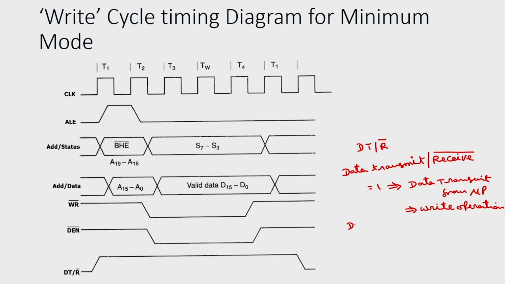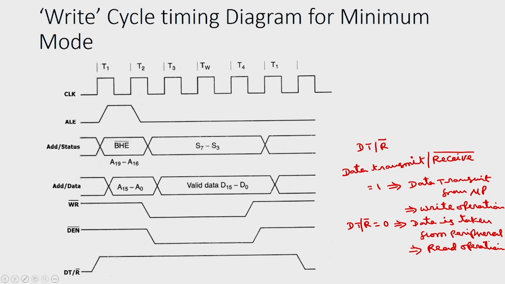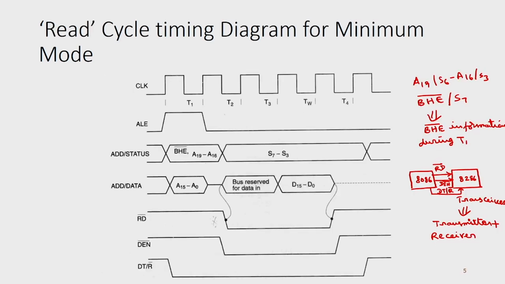So DT by R bar should be low, implies data is taken from the peripheral. So that means it is a read operation. That is why in case of read operation we can see that DT by R bar is low. In case of write operation, DT by R bar is high. And then DEN bar: here you have write bar signal, whereas in this case we have read bar signal.